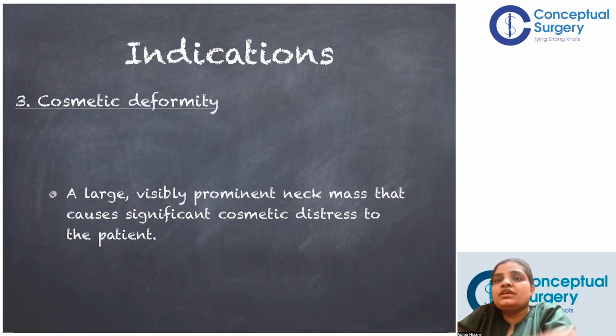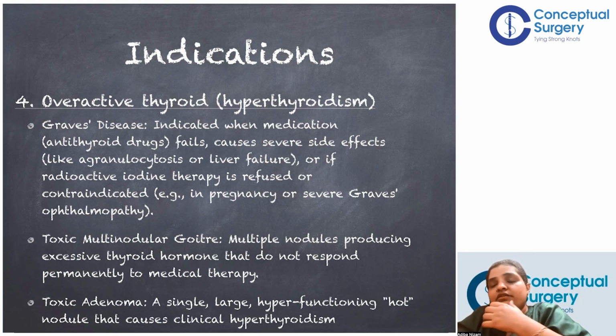Then a further indication could be a cosmetic deformity, a thyroid which is enlarged enough to cause cosmetic distress to the patient, even if it's not causing compressive symptoms or there is no suspicion of malignancy in the nodule. Then we also perform thyroidectomy for overactive thyroid, hyperthyroid patients in Graves' disease, when medications cannot be tolerated or when medications cannot control the symptoms of hyperthyroidism after stabilizing and preparing the patient for surgery.